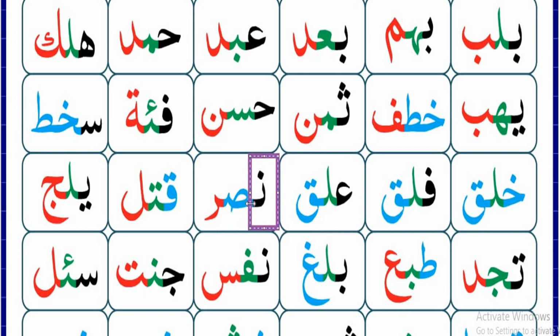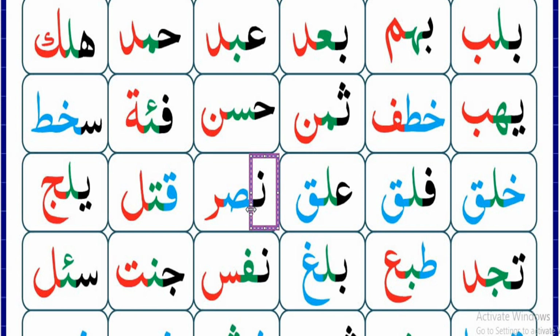And that is noon. It cannot be dal or za. It looks like dal or za, but it cannot be, because dal or za cannot be connected to the next letter. There must be a gap between dal and za and the next letter. So this can only be a noon.